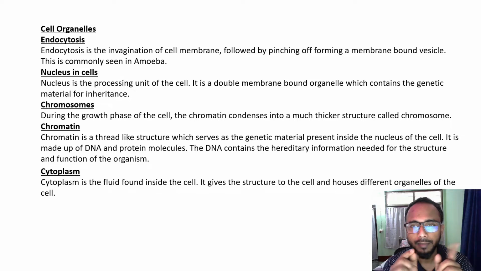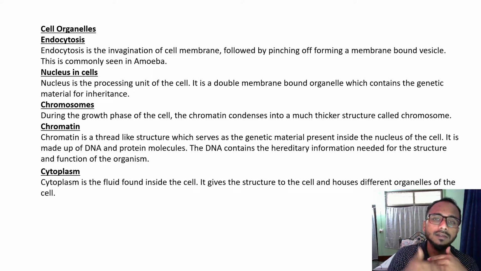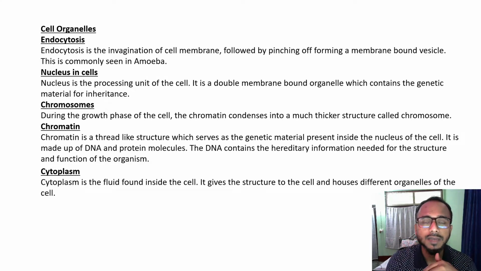It has a double membrane, that is, it is a double-layered, skin-bound organelle which contains the genetic material of inheritance. That means if from one cell another cell is to be made, and we know that from one cell another cell is made, to carry the inheritance, to carry the same properties, the genetic material must match. If the genetic material does not match, what will happen? My whole organ will look different because they are two different cells.